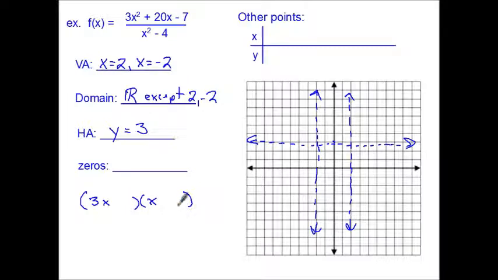Whether or not you recognize it is another story, but hopefully you do. Okay, so the 3 and the 7 will make me a 21, but I'm trying to make a 20. So I put a plus on the 7, a minus on the 1, and all the signs work out the way they should. So my zeros are x equal to 1/3 and negative 7.